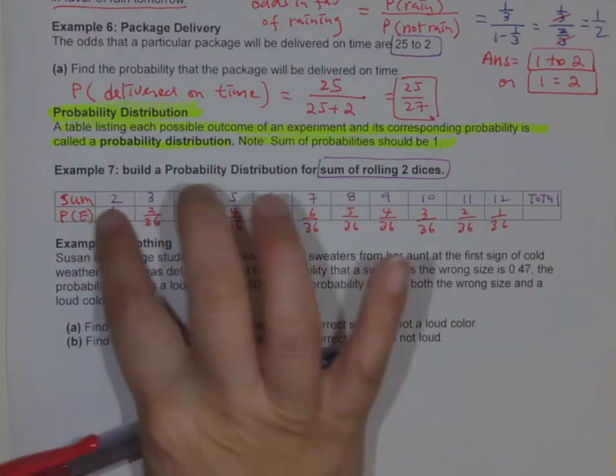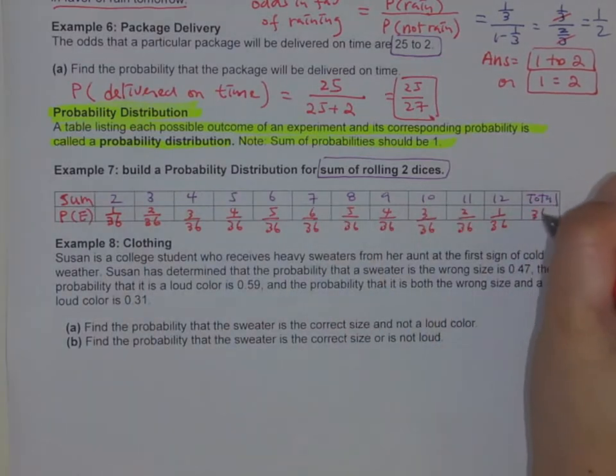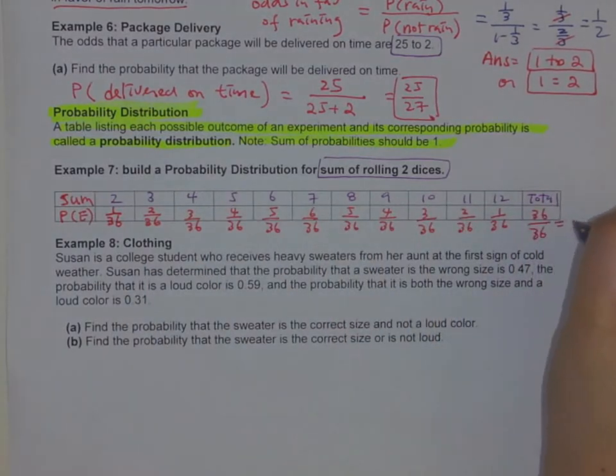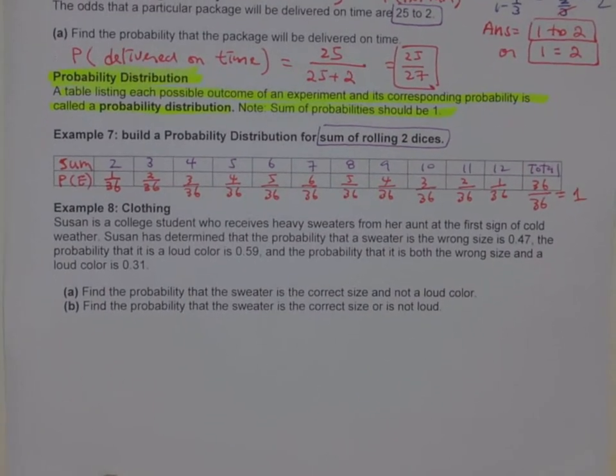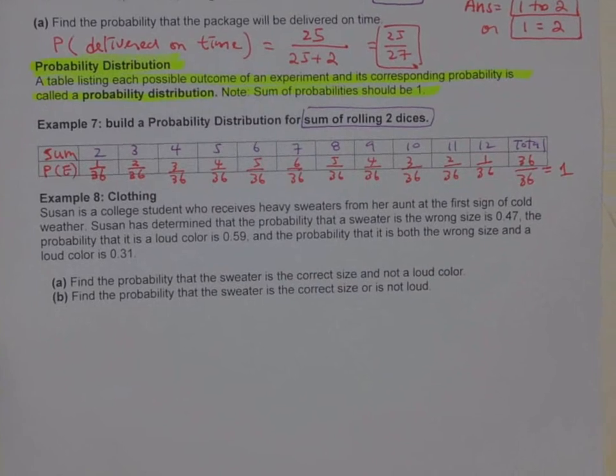So totally, if you add up the top, it should be 36 out of 36. So it equals 1, right? So the probability distribution table is built like this. Okay, last example.